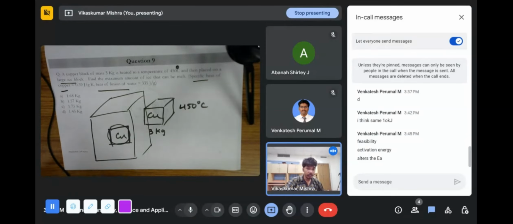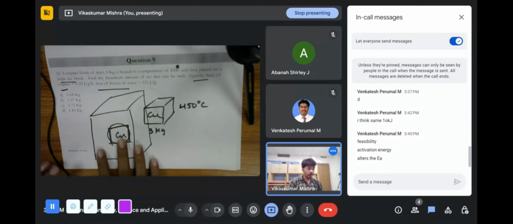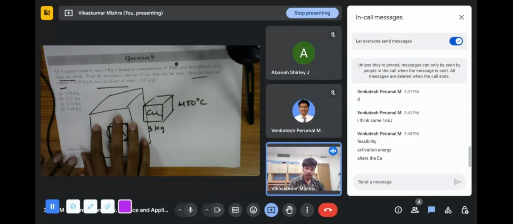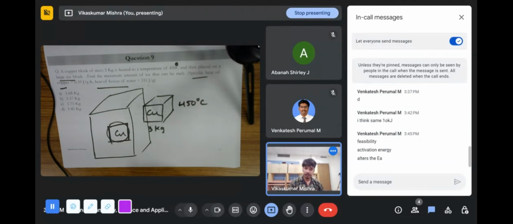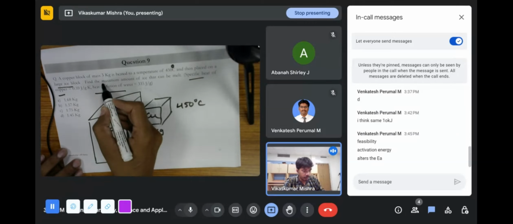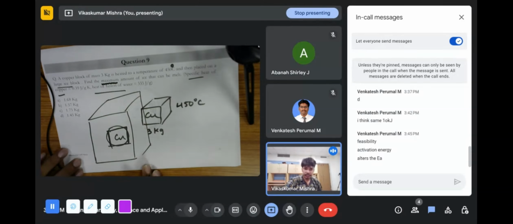We need to find, okay, this much copper we had, we put it in the furnace, the temperature was 450 degrees Celsius, we took it and put it in a large ice block. Now we want to know how much of this ice can be melted. Let's assume that this ice is very large in amount, and it can keep on melting as long as you keep on providing the heat. Again, there is one word mentioned over here, maximum. We'll see why this word maximum has been used.